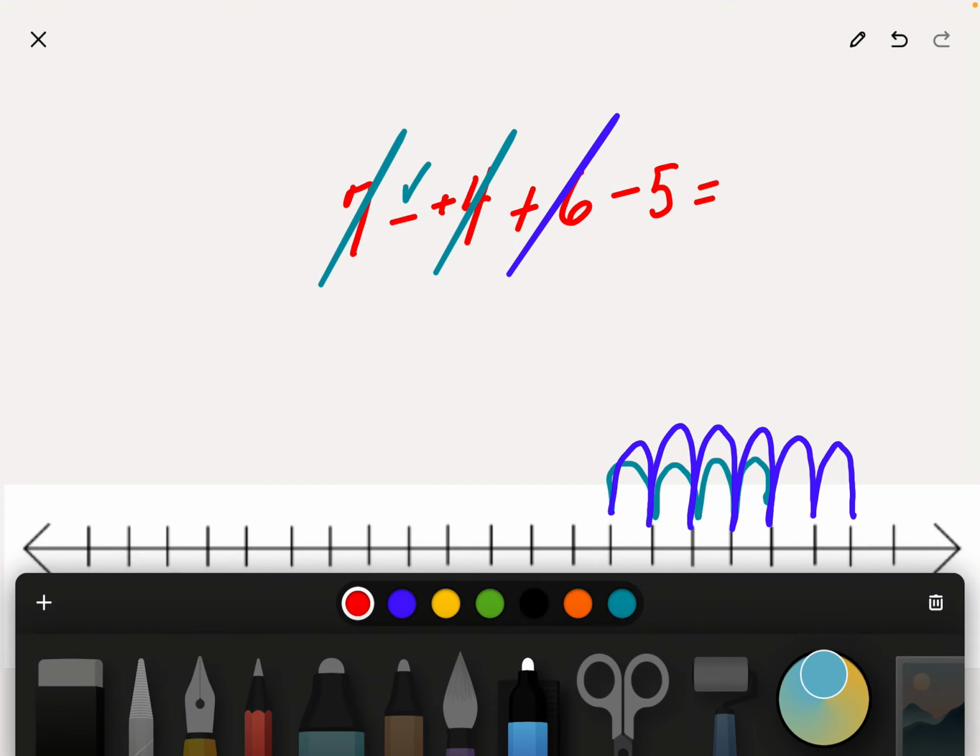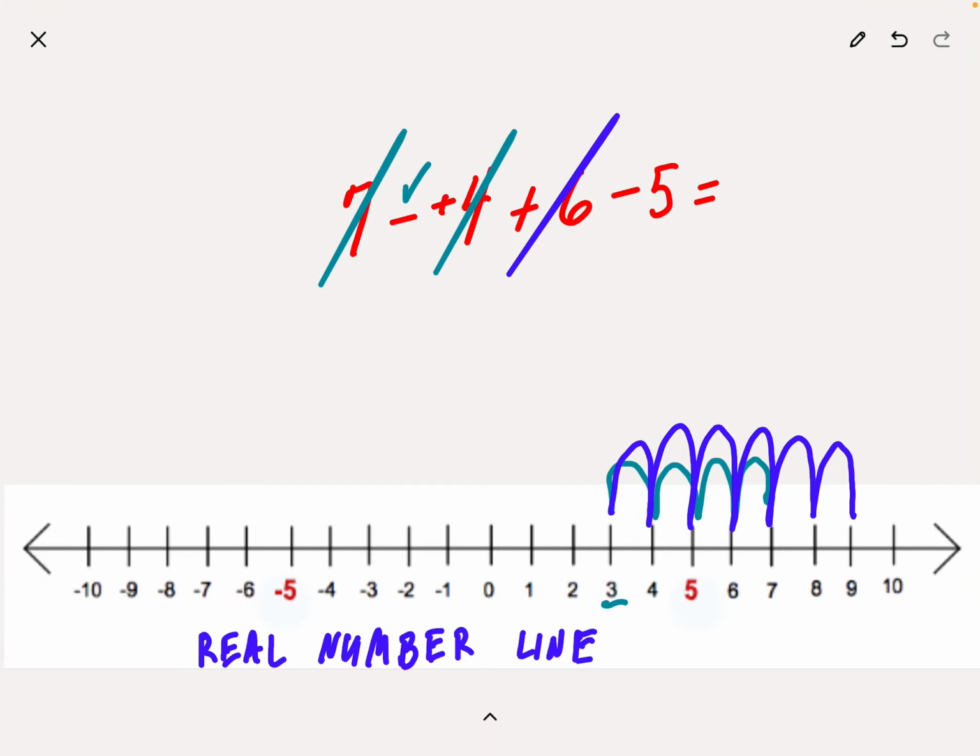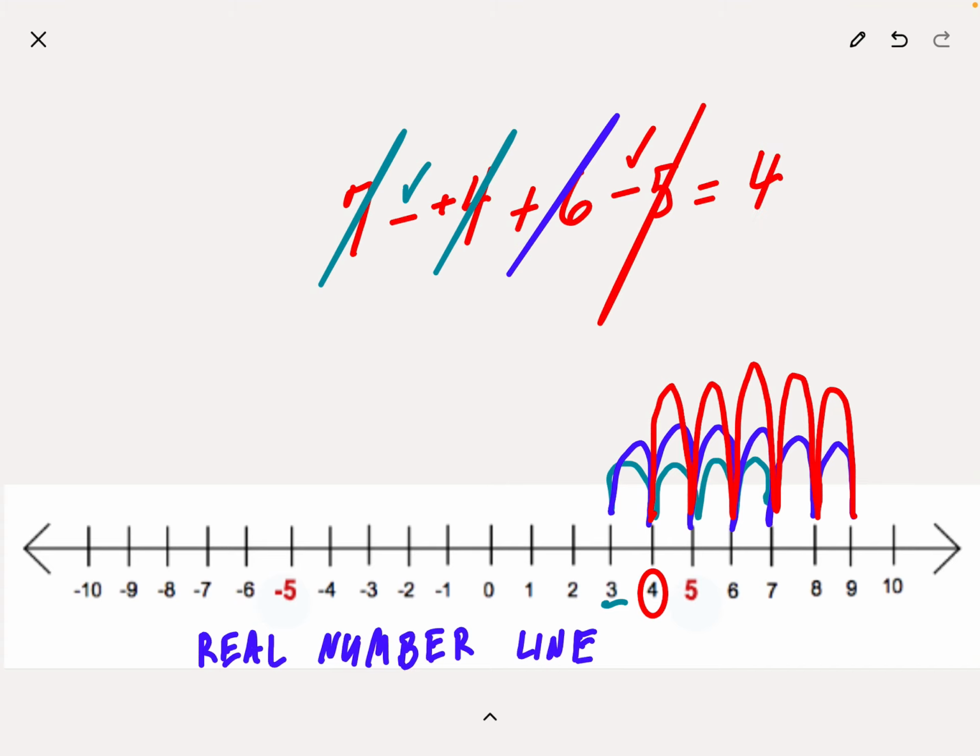So I'm going to use red. And now I'm going to go back to the left 5 times. 1, 2, 3, 4, 5. So my final answer is 4. I can cross that off. That's the answer. Just be methodical.